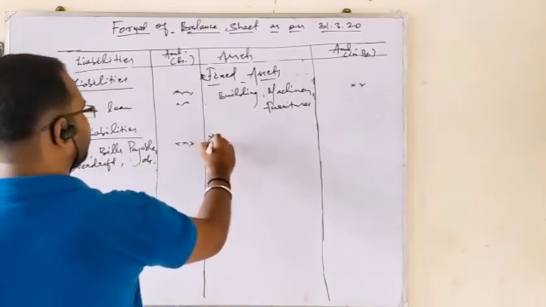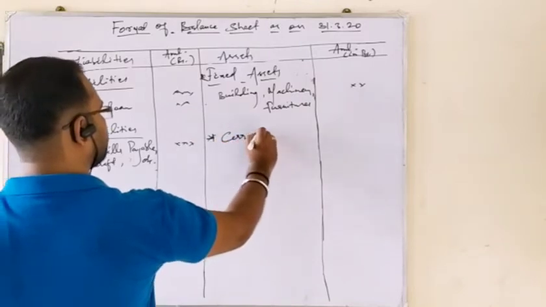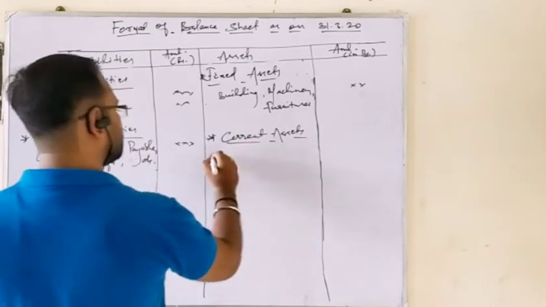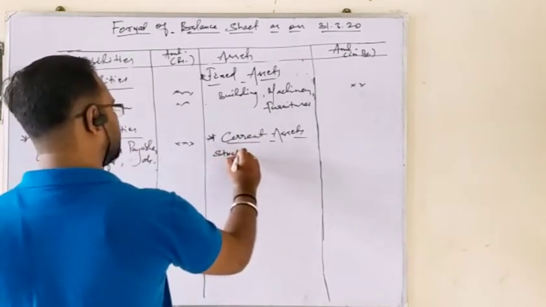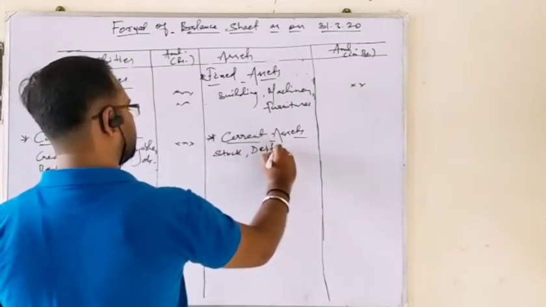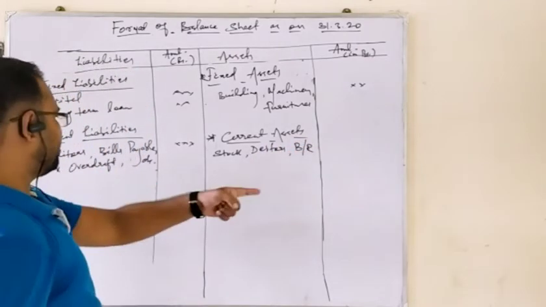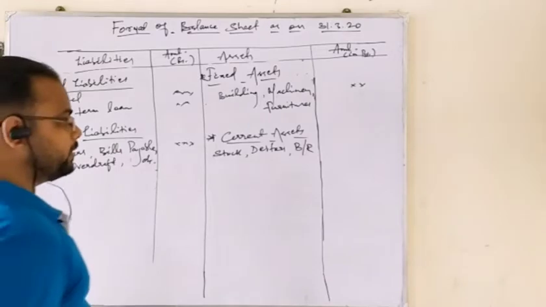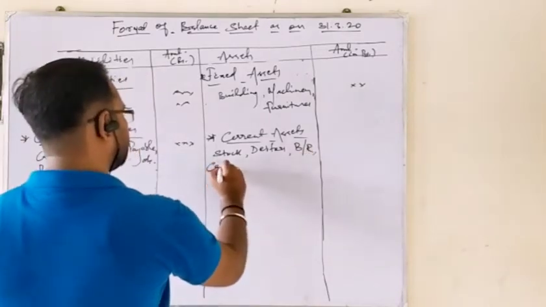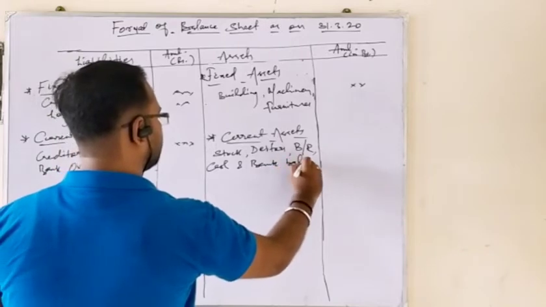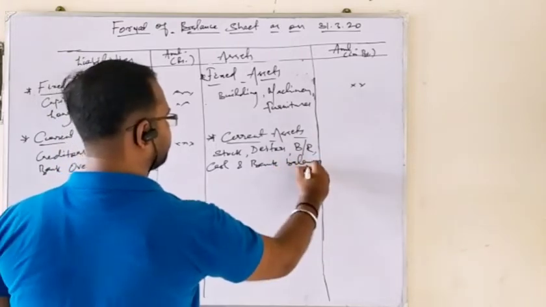And under current assets, you write various types of assets. The most important current assets are stock, that I forgot to mention, stock, debtors, bills receivable. You can write it as B/R and you can write bills payable as B/P. Then cash and bank balances. These are supposed to be all sorts of your current assets.